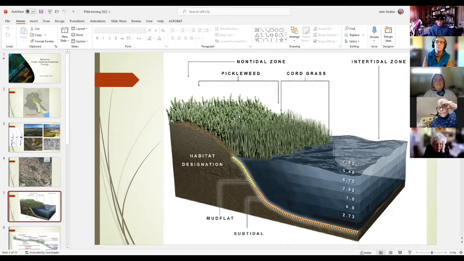Then above that is our pickleweed, which you saw pictures of, and that is a very salt tolerant plant. A lot of salt marsh has pickleweed in it. But these are the main plants that are coming up. And then there's the non-tidal area, which is called upland. The non-tidal area is upland.